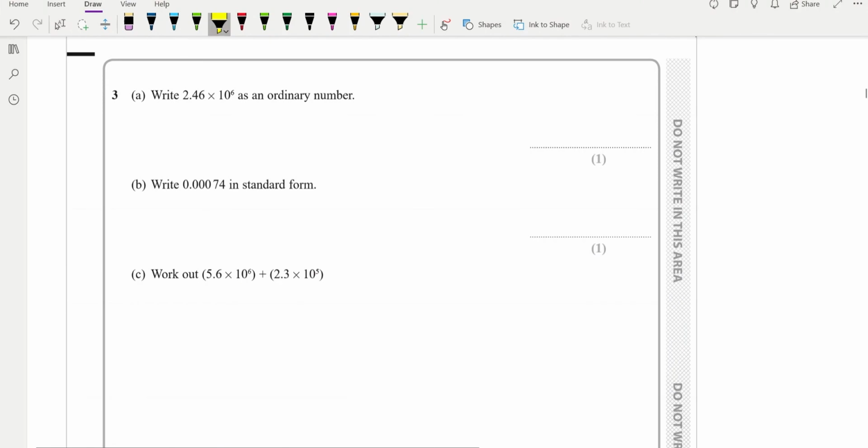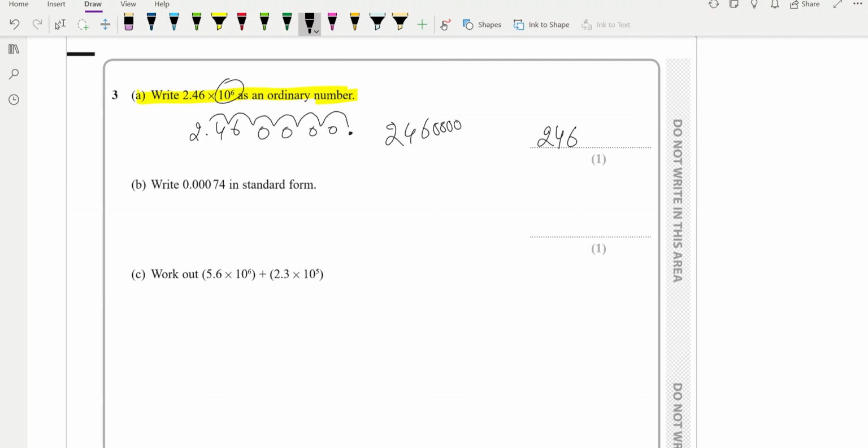Question number 3, write 2.46 times 10 raised to 6 as an ordinary number. So 10 raised to 6 means we have to move the decimal 6 places to the right. So 1, 2, 3, 4, 5, 6 places, and the decimal will move over here. So the empty spaces will fill with zeros, and our answer will be 2 4 6 and 4 zeros. 4 zeros, this will be our final answer.